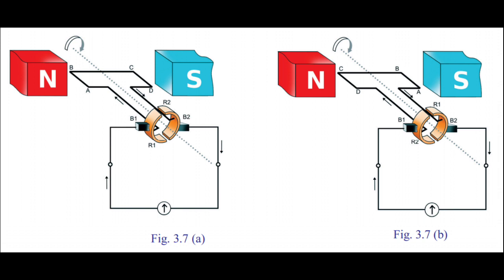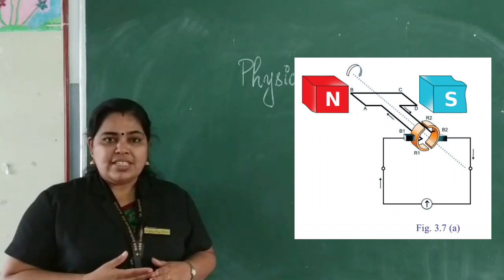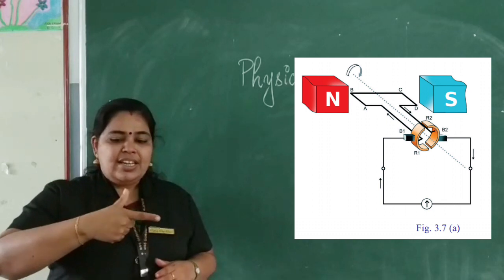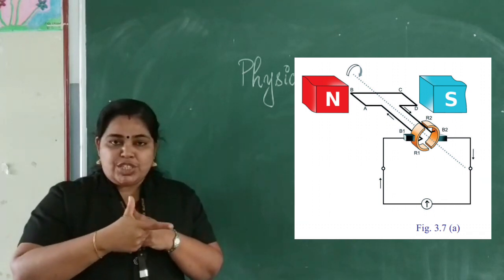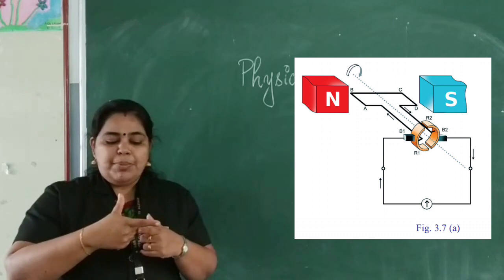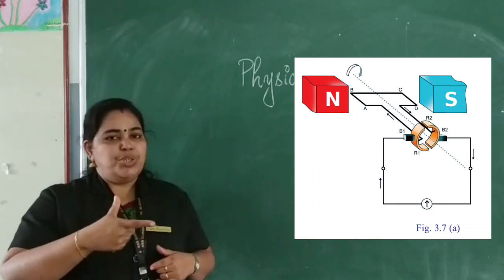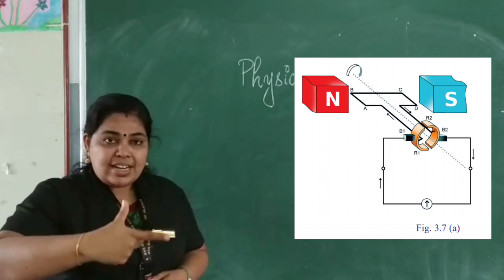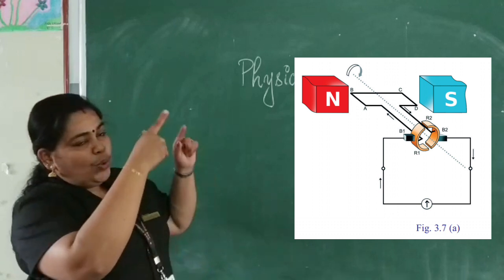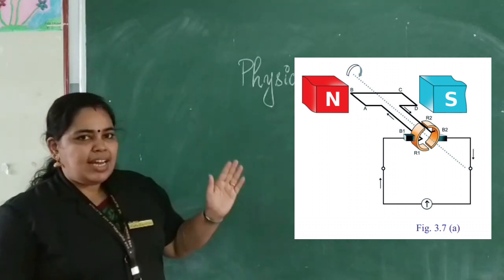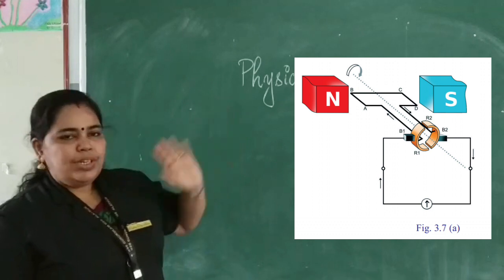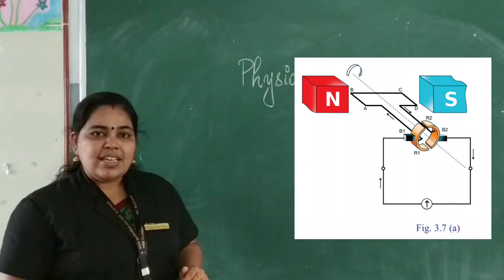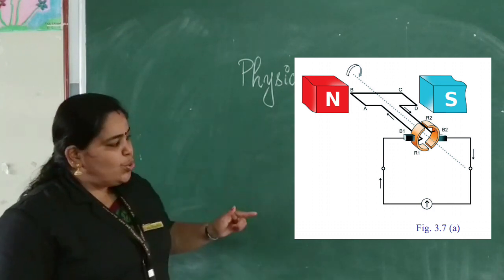So, according to Fleming's right hand rule, what happens? You are holding your forefinger in the direction of the magnetic field. Thumb represents the direction of motion. The middle finger represents the direction of induced current. So, you have to hold the finger like this. Here, the current is flowing from A to D. And in the outer circuit, current flows from B2 to B1.